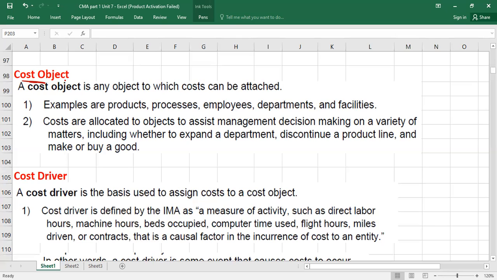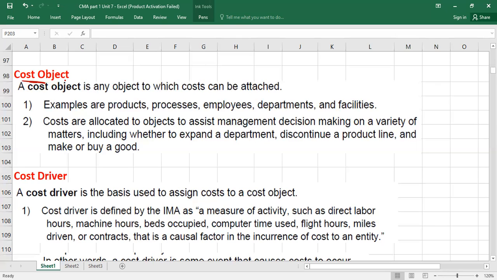I'm manufacturing, for example, a laptop. A laptop is another cost object to which cost can be attached. I'm manufacturing a pen. So a pen is another cost object to which cost can be attached. Even a department is your cost object. Accounts department: what is the cost of the accounts department? Their salary. Cost can be attached to the accounts department. That is also a cost object.